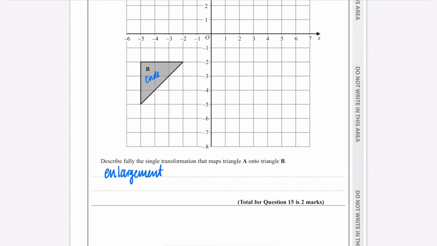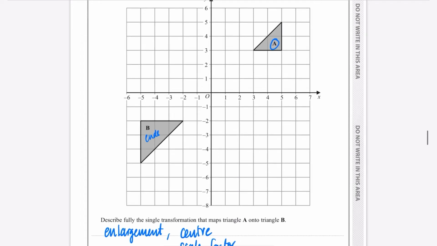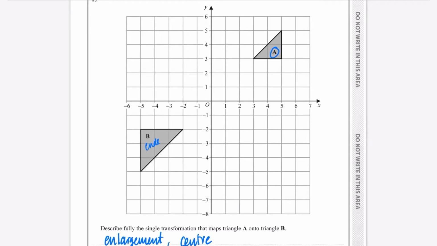But there are 3 things that you need to say. One, that it's an enlargement. Then we need to say what the center of the enlargement is. And then we need to say what the scale factor is. Now, to find the center, you join up the same corners together. So I'm going to start off with this kind of obvious corner, which is the one that's by the right angle. You join them up using a ruler.